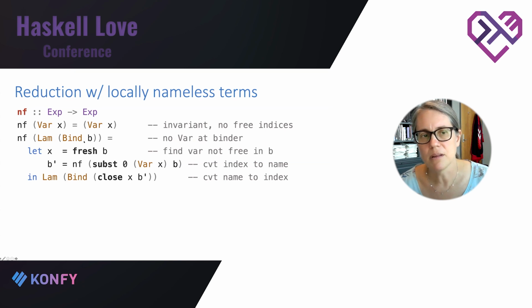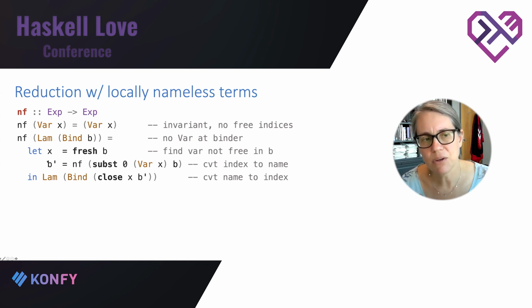for the binder in locally nameless representation. So we have to come up with some fresh name that doesn't interact with the free variables, the other names that are already in B. And we have to name the variable at this point, at this binder. And we can do that using the substitution. We're going to replace variable 0, the index 0, with this new fresh name that we've created. And this is the term that we do the recursive call for normalization.